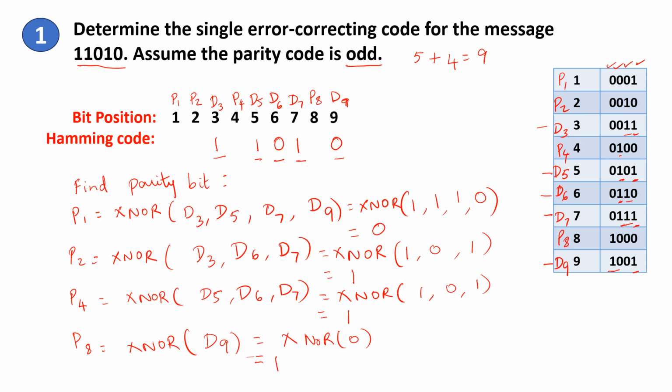So the value of P1 is 0, P2 is 1, P4 is 1 and P8 is 1. So let's write the parity. P1 is 0, then P2 is 1, P4 is 1, P8 is 1. So the final answer, the Hamming code, is 0 1 1 1 1 0 1 1 0. So this is the answer.